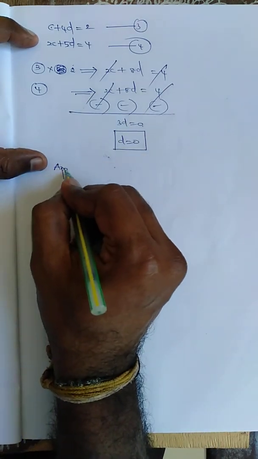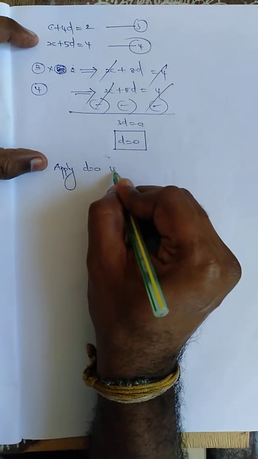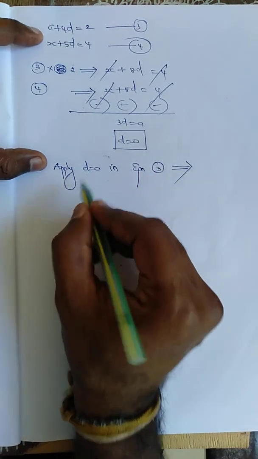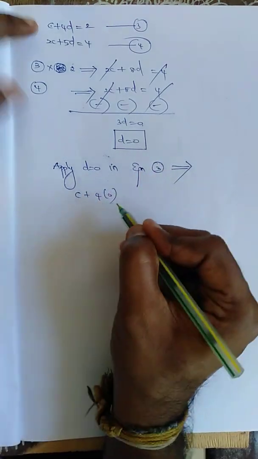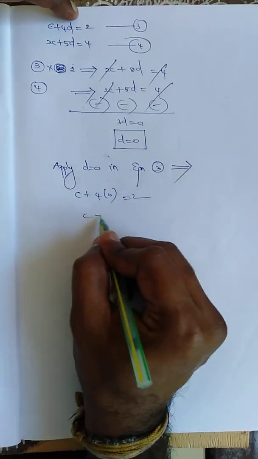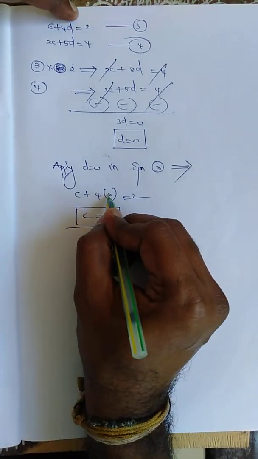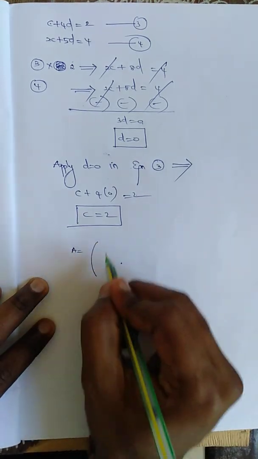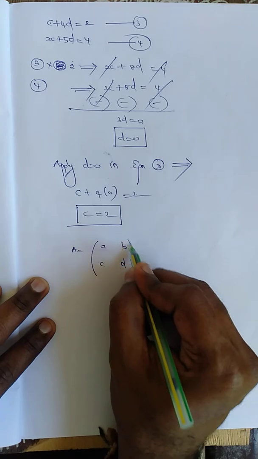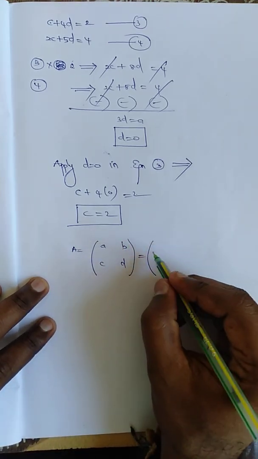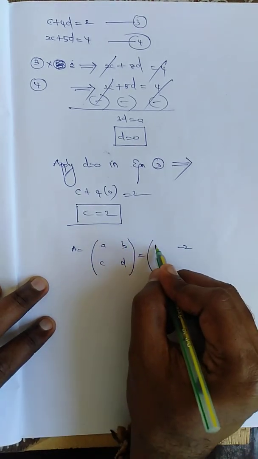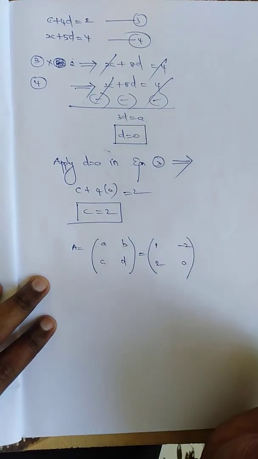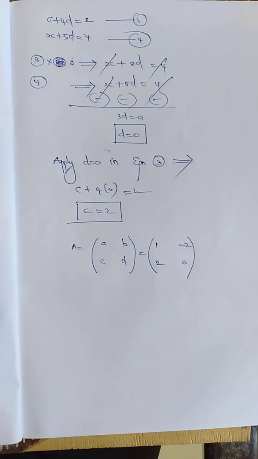Apply d equal to 0 in equation 3. c plus 4 into 0 is equal to c, because 4 into 0 is 0. Therefore c is equal to 2. What are a, b, c, d? a is 1, b is minus 2, c is 2, d is 0. So this is the required matrix A.